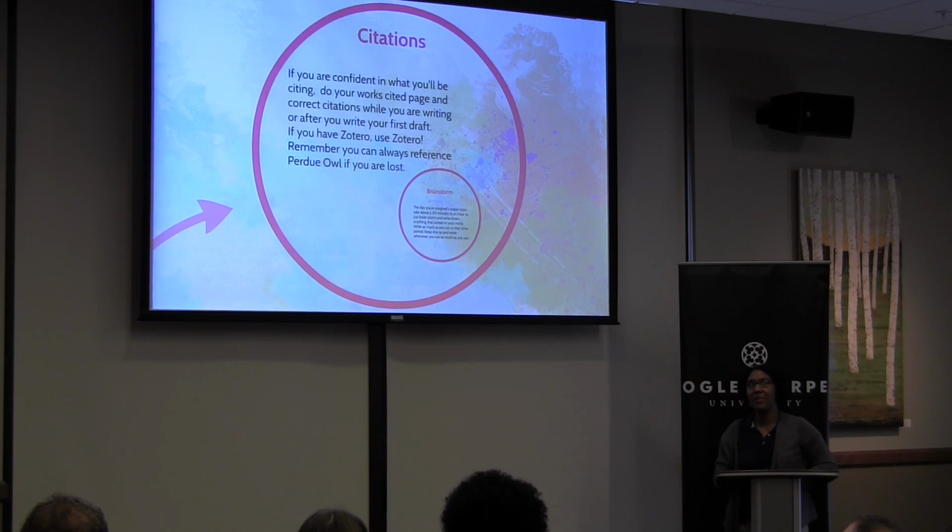Okay, something that gets me when I'm writing papers is citations. I hate writing works cited pages. I just really hate it. So if you know what you're going to cite from in your draft stage, take the time to just do your works cited page. If you're randomly sitting in the dining hall and on Tumblr, just stop and do your works cited page. Also, use Zotero because it's awesome.